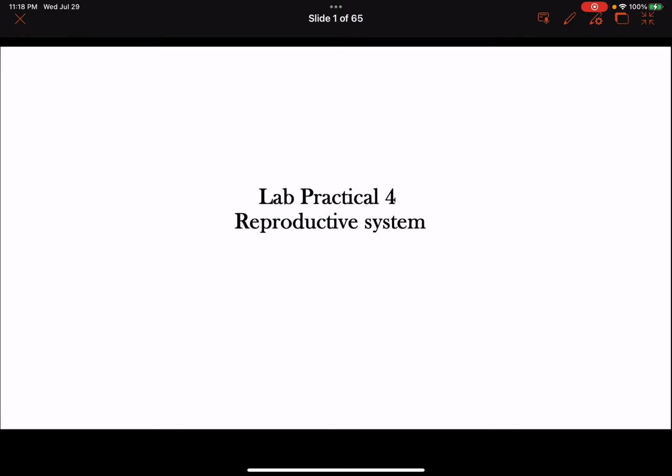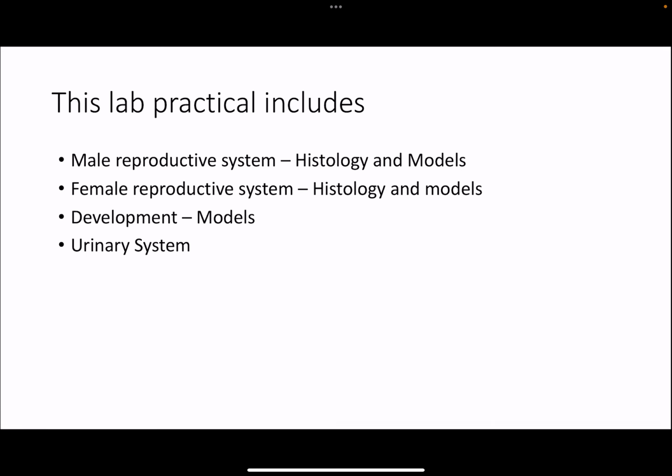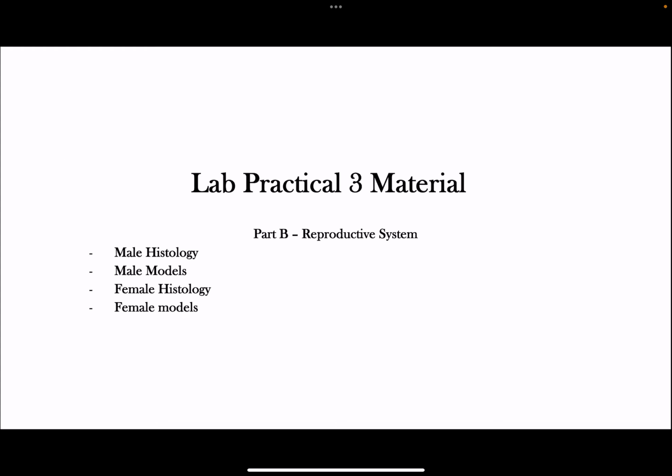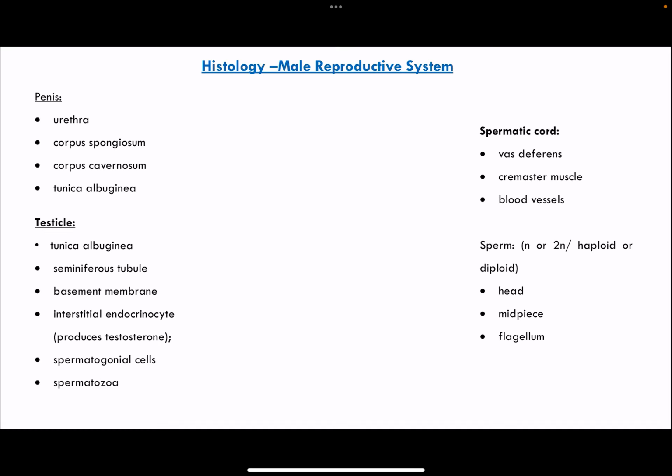So we can begin with the male reproductive structures. We have to go over all these materials for the next lab practical, the urinary system. Some of the male reproductive structures are common to the urinary system and the reproductive system, so make sure you know this terminology.